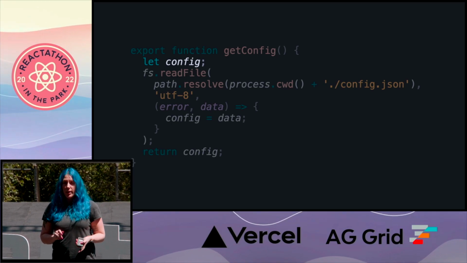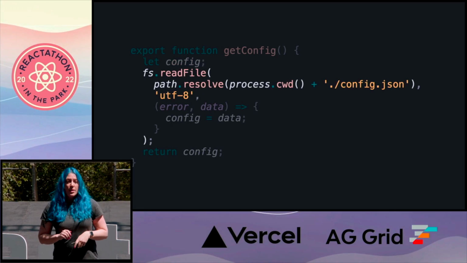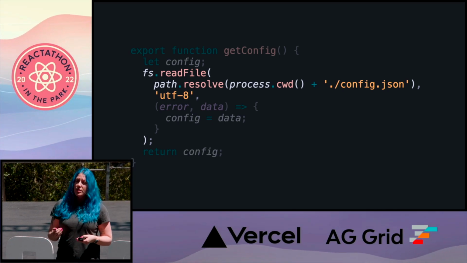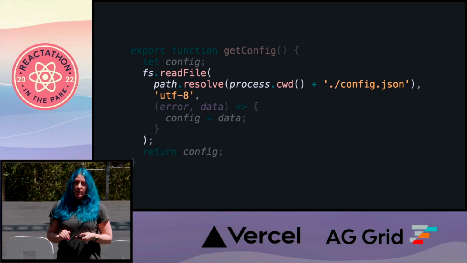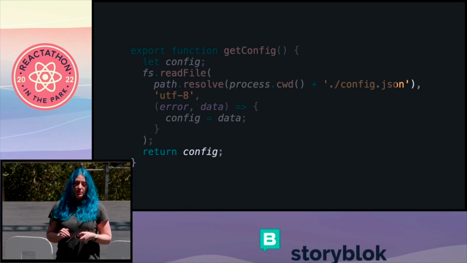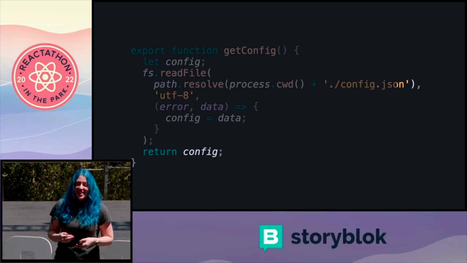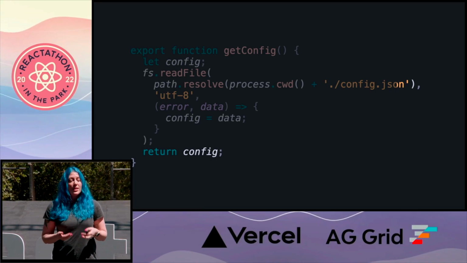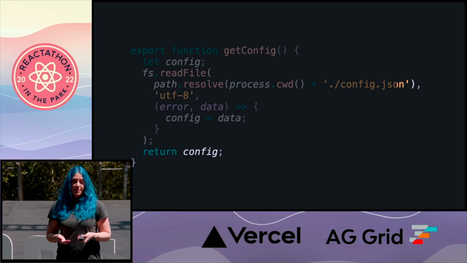First, the config file is created. Then we actually call read file, and since that's an asynchronous function, it starts, but it doesn't block the following line from executing. And that next line is actually returning the config variable, which was never set, and so its value is undefined.